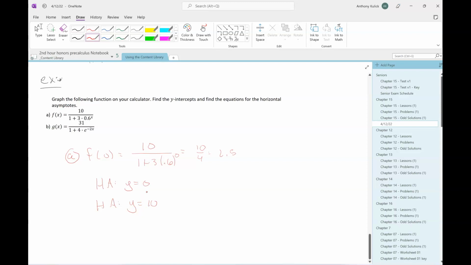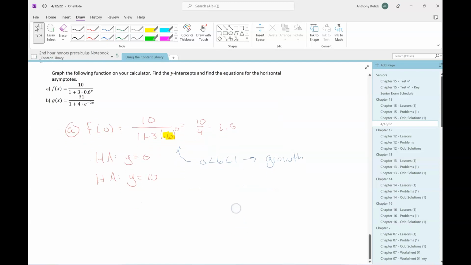And is this going to be growth or decay? So I need to be looking at the b value. Since that's between 0 and 1, this is growth. It's the opposite rule as for exponential functions, because where's the exponential part of the logistic located? In the denominator. So the rules are just reversed, right? The denominator gets really big, the number gets really small.